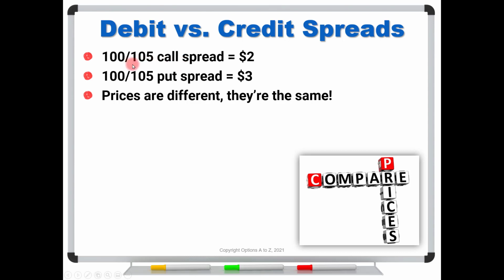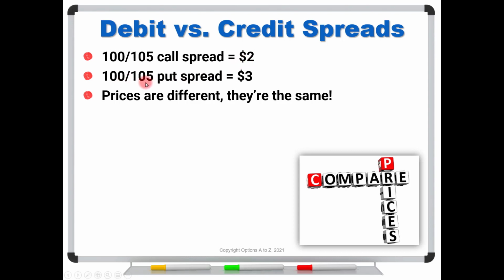And the reason is if we spend $2 here for the 100-105 call spread, it's a $5 spread. Remember, it's an asset. We've talked about that before. It can grow to a value of 5. So if we spend 2 and it grows to 5, that's $3 in our pocket.